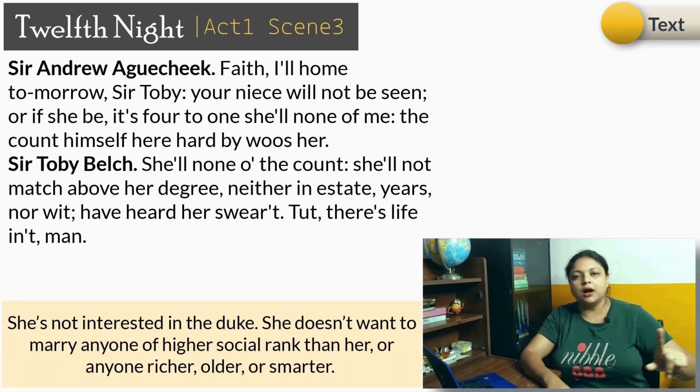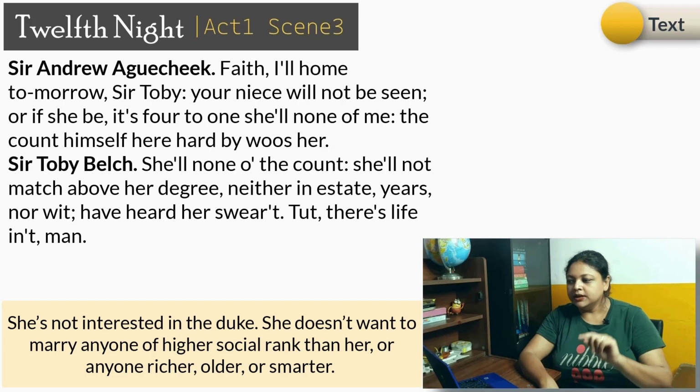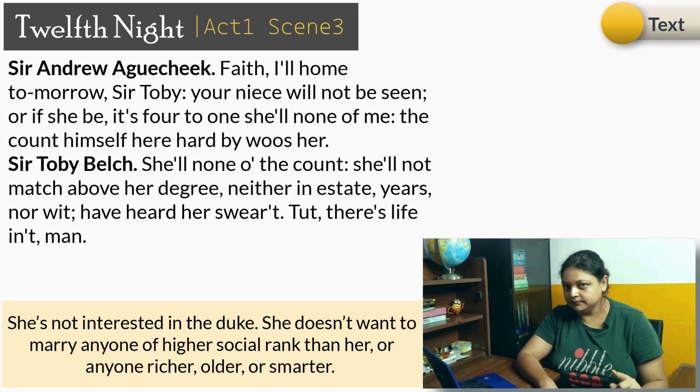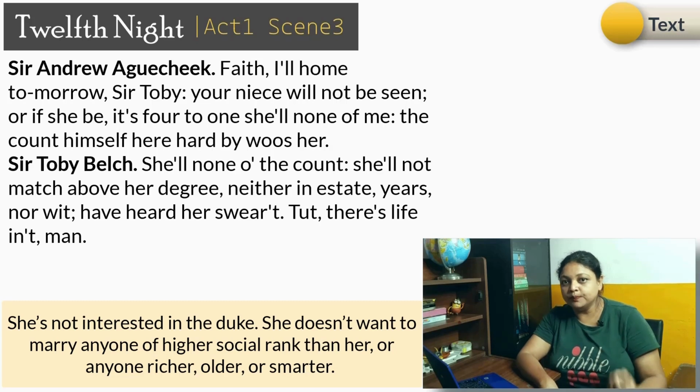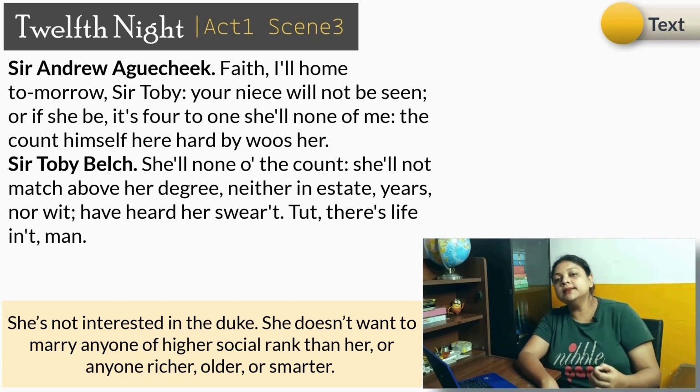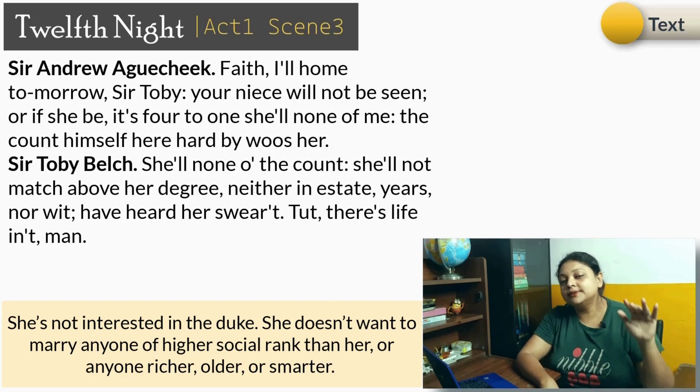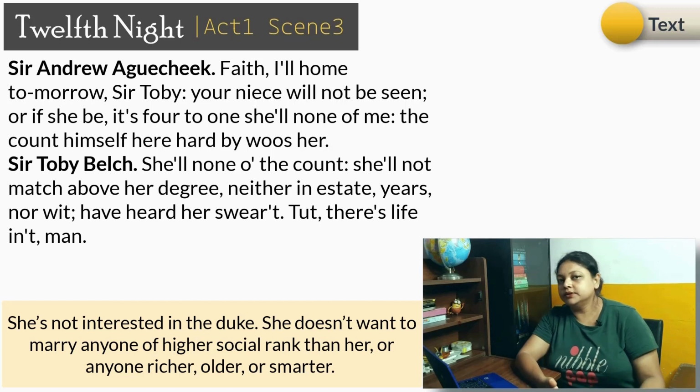"She'll none of the Count." Olivia will not entertain the Count. "She'll not match above her degree, neither in estate, years, nor wit." Olivia is not interested in the Count or Duke, because she is interested to marry somebody of her equal standard in age, in estate, that is property, and in intelligence.